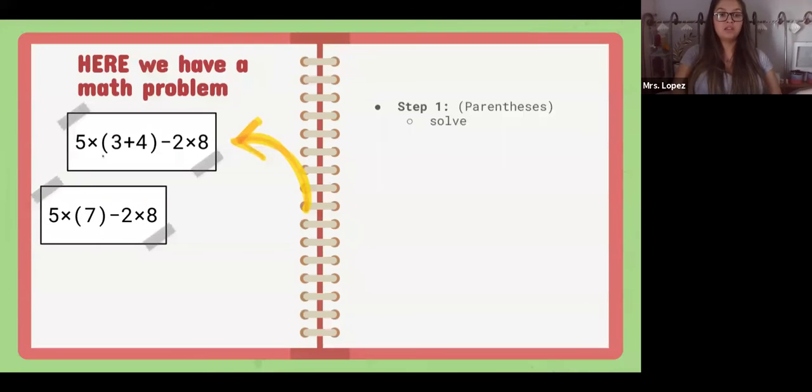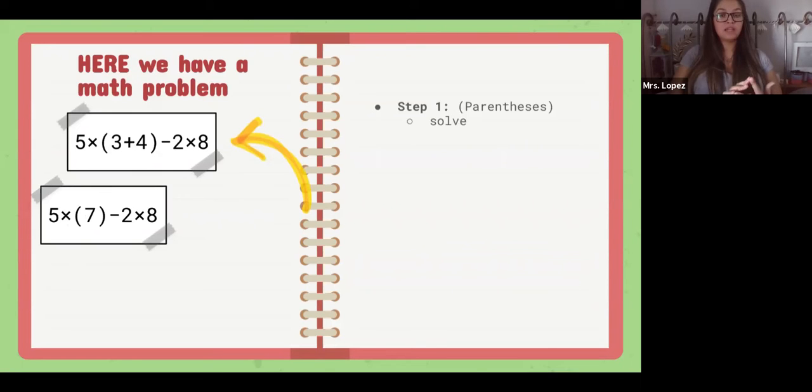So together we know that 3 plus 4 is 7. So we solved for the parentheses. Next, we're going to do step 2. Step 2 is please excuse.